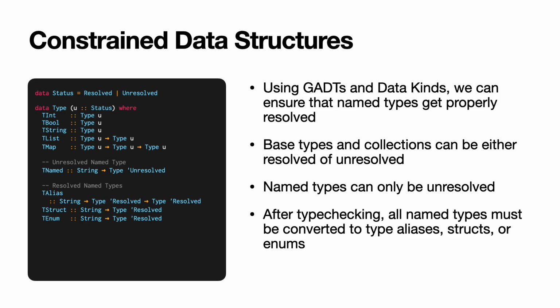By contrast, the base types and collections are not constrained to be resolved or unresolved because they can appear in either AST type. We could have implemented this using two completely distinct ASTs. However, that would have resulted in a lot more code. Using the GADT and DataKinds approach, we're able to write generic functions that work on both resolved and unresolved AST types. An example is a pretty printer.